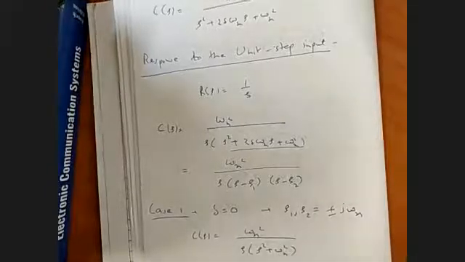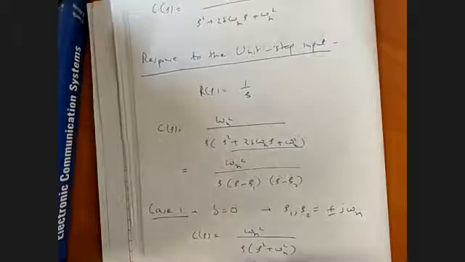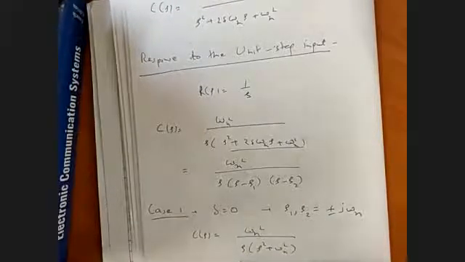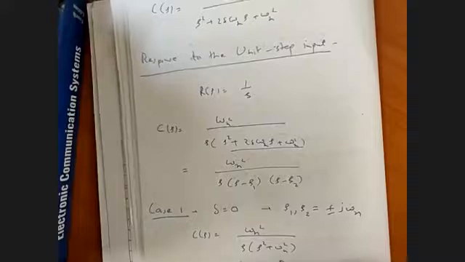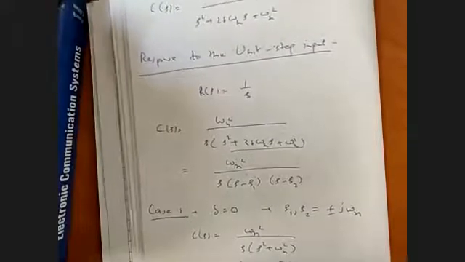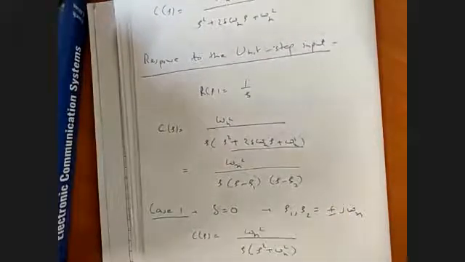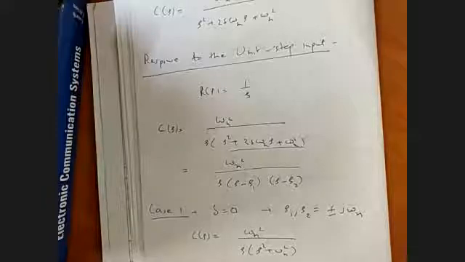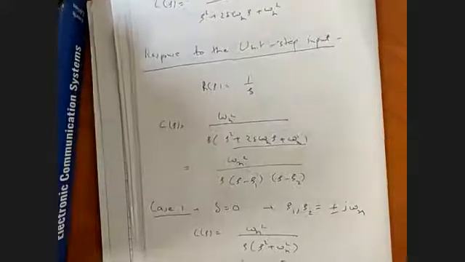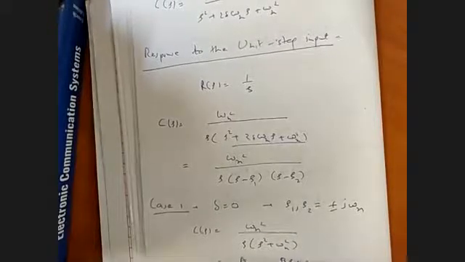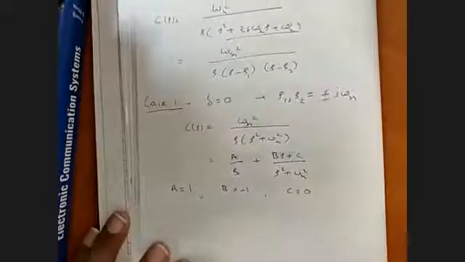So we have to find the inverse Laplace, so we have to do partial fractions. It will become A by S plus Bs plus C upon S square plus omega n square. When we solve it, we will get A equal to 1, B equal to minus 1 and C equal to 0. I'm not going into detail on how we find the values of A, B and C because it is simple.